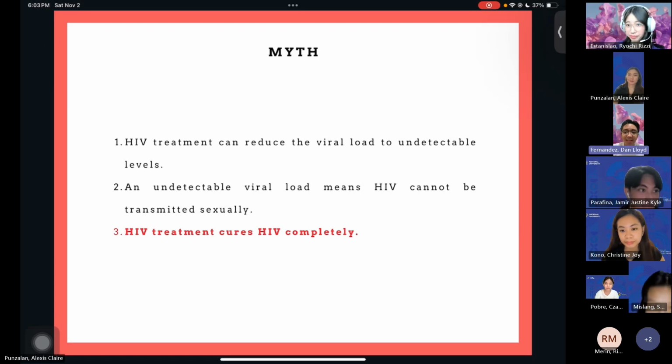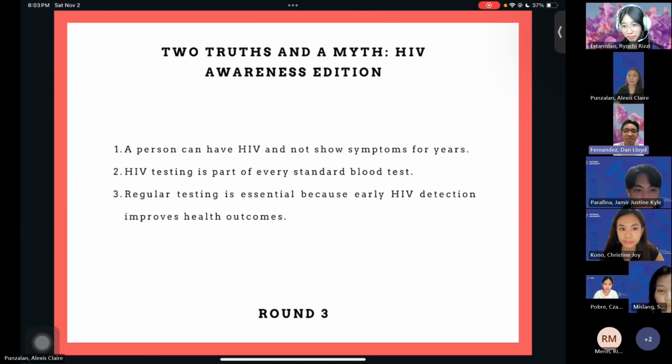Okay, now let's move on to question three. For the first statement, a person can have HIV and not show symptoms for years. The next one is HIV testing is part of every standard blood test. And lastly, regular testing is essential because early HIV detection improves health outcomes. Now, what's your guess for the myth? Three, two, one, raise your hands. Miss Pobre, what's your answer?